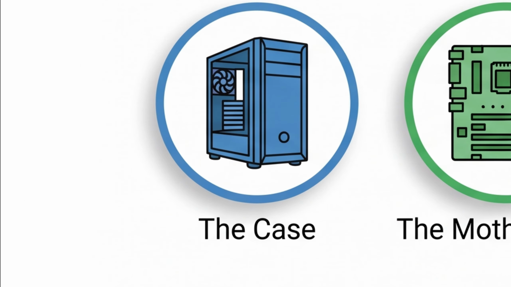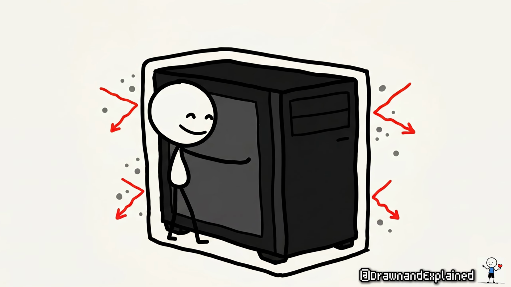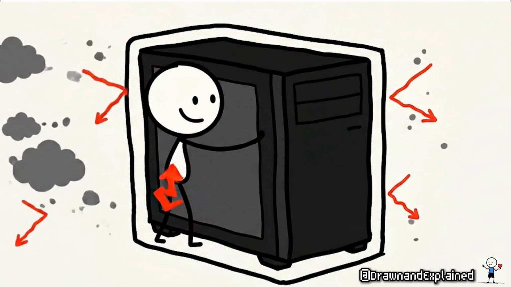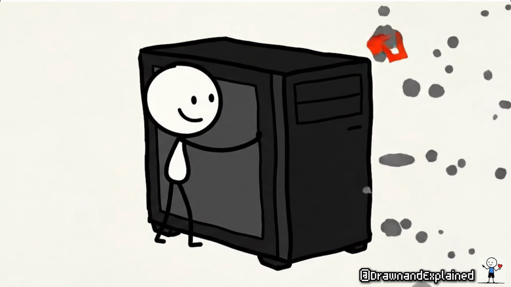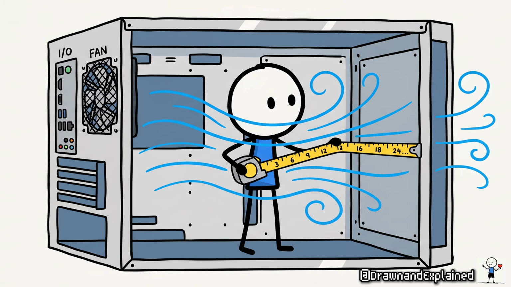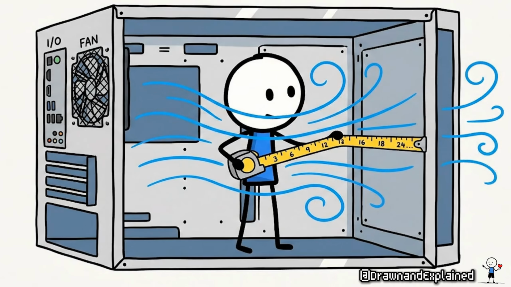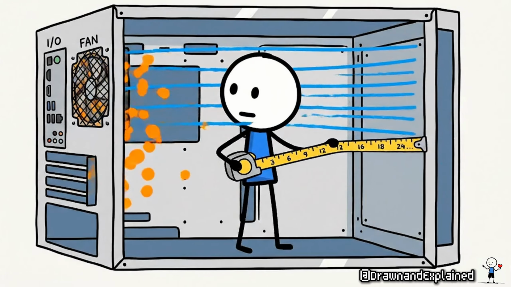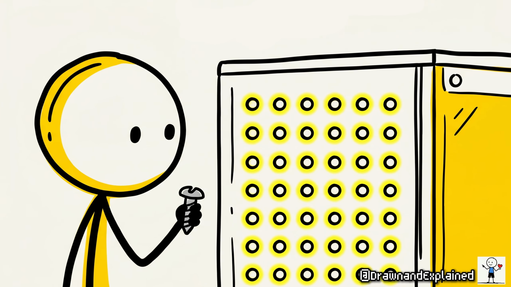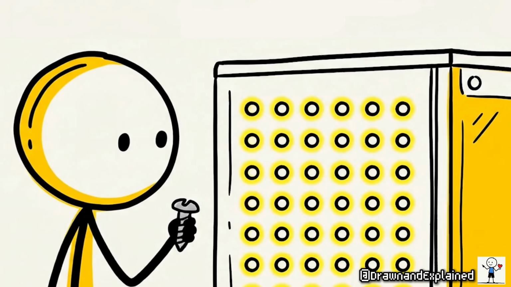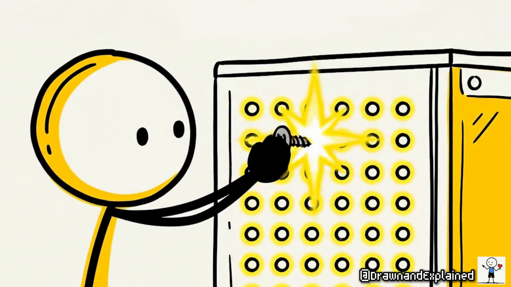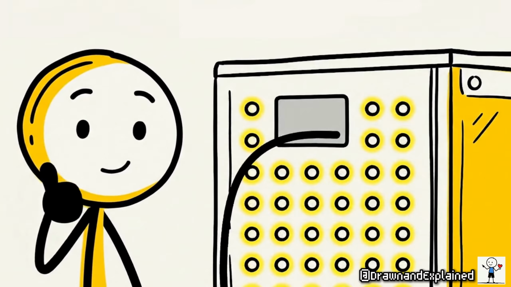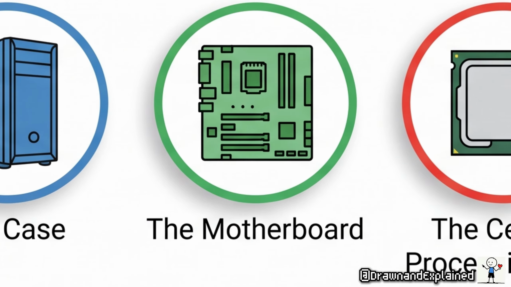The case. This is the outer shell that holds everything together and protects the delicate internal parts from dust or physical damage. While it might look like just a simple metal or plastic box, it dictates the size of the computer and how well air can flow through to keep things cool. Most cases come with pre-drilled holes to match standard component sizes, ensuring that every screw and cable has a specific place to go.